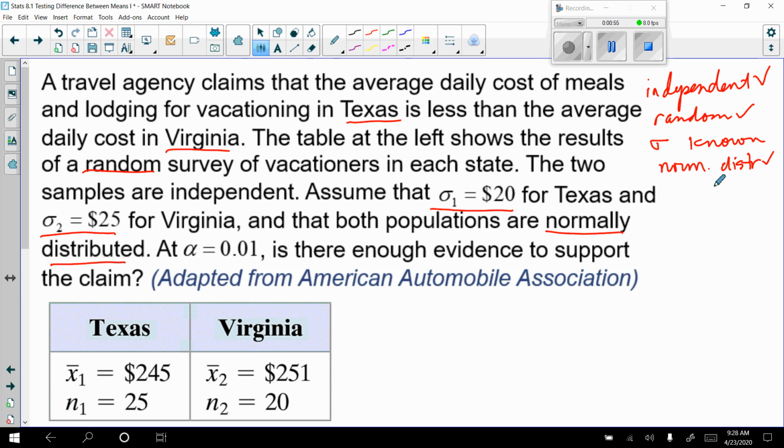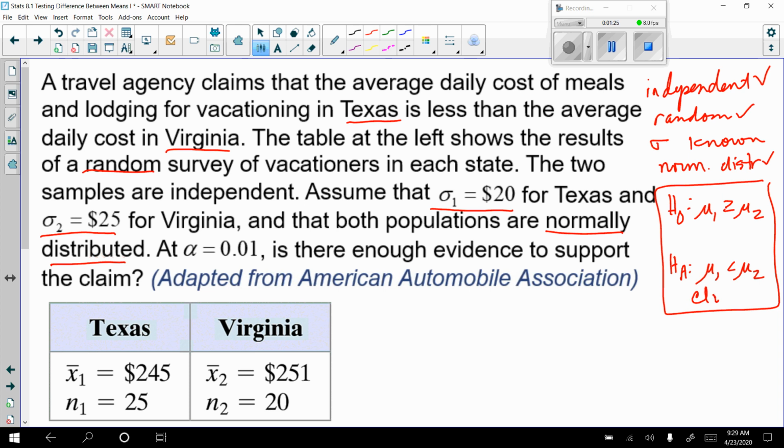So we can create our null and alternate hypothesis. The claim is that the travel agency says the average daily cost of meals and lodging for Texas is less than that of Virginia. So mu1 is less than mu2. Therefore, the null hypothesis has to be mu1 is greater than or equal to mu2. This one is the claim.